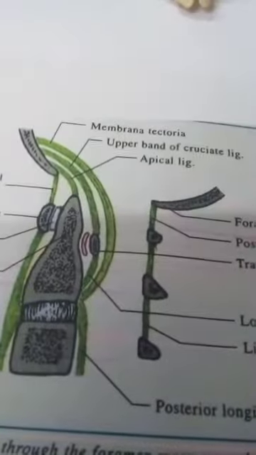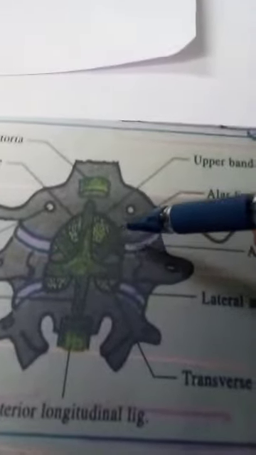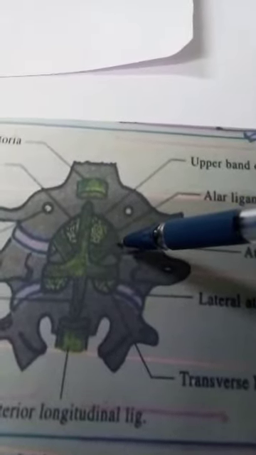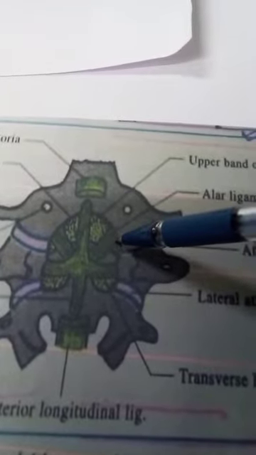Alar ligaments. You see, these are the two alar ligaments. They are paired, lie on either side of the apical ligament, and connect the odontoid process to the tubercles on the medial surface of the occipital condyles.